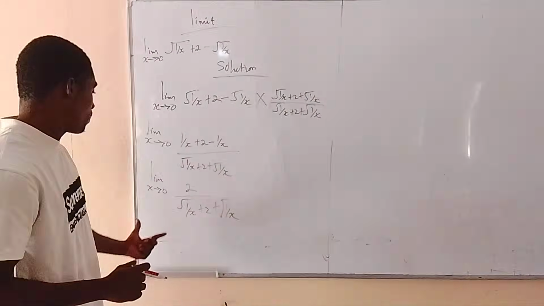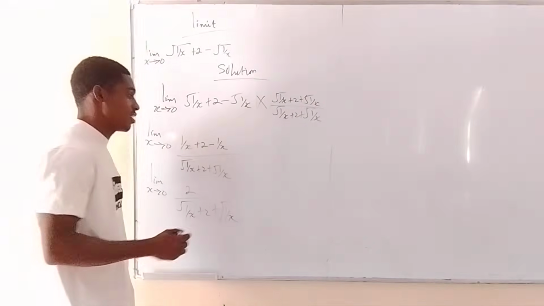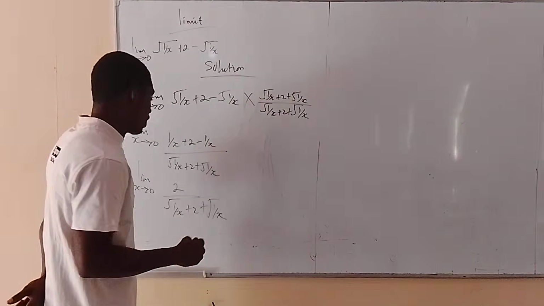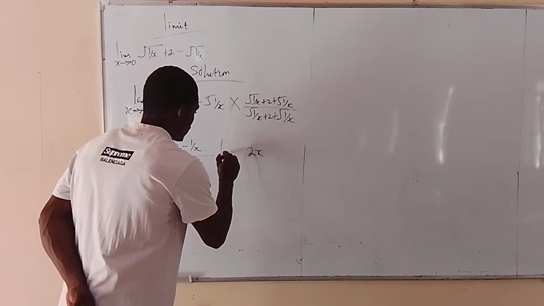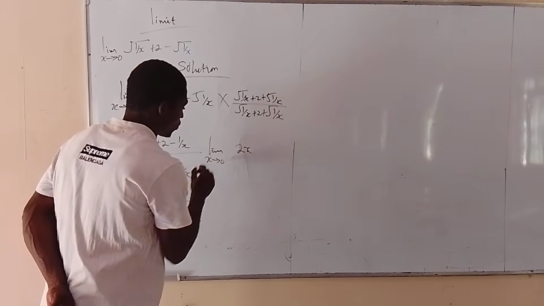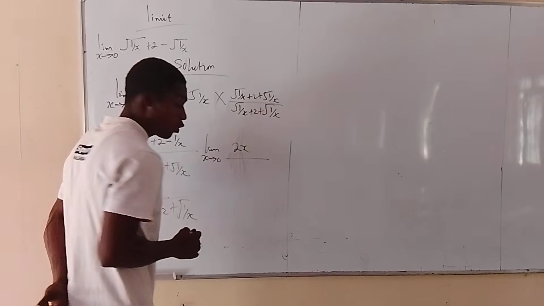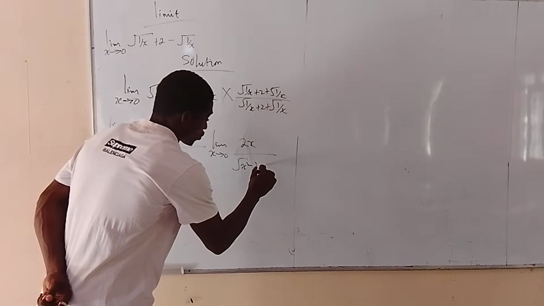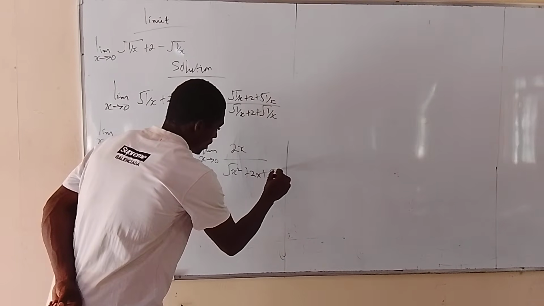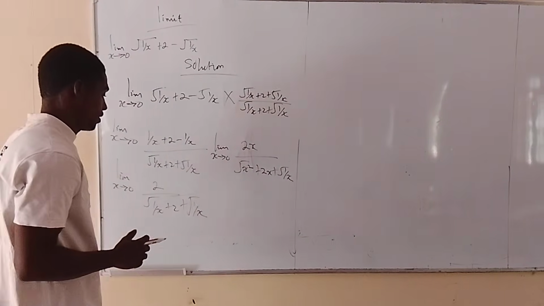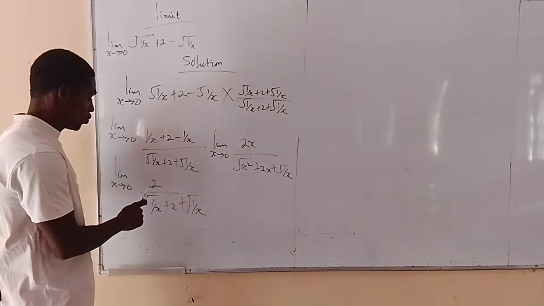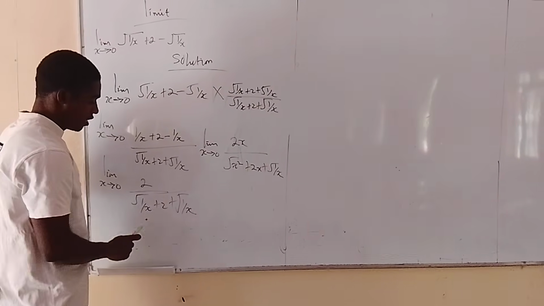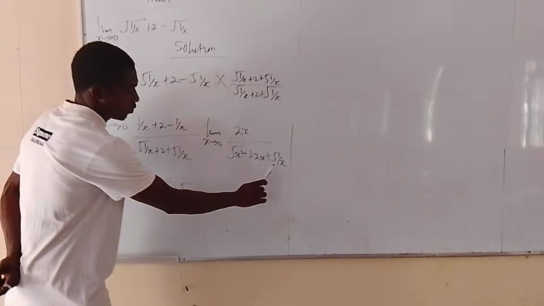So we multiply through by what? x. If you multiply this whole expression by x, you are going to have the limit as x approaches 0 of 2x all over root (x squared plus 2x) plus root (1 over what? x). So you multiply through by x: 2 times x will give you 2x, then x times this will give you this, x times this will give you this, and this one will come.